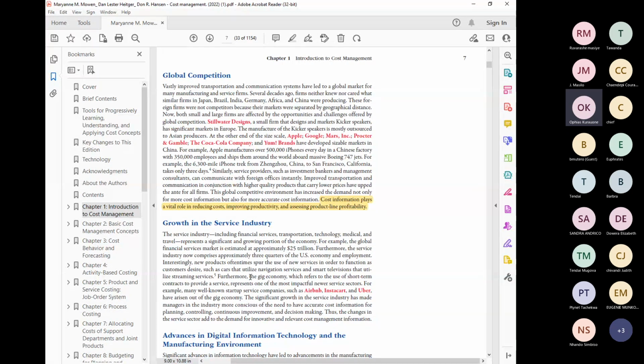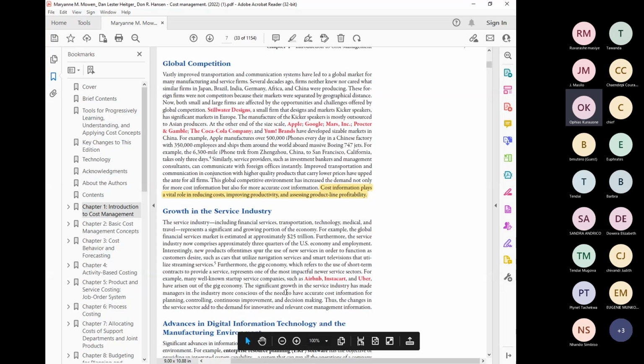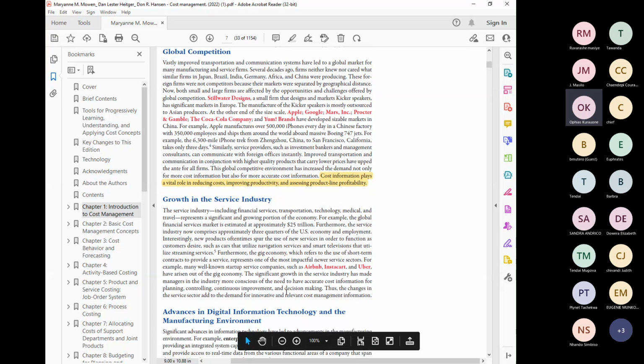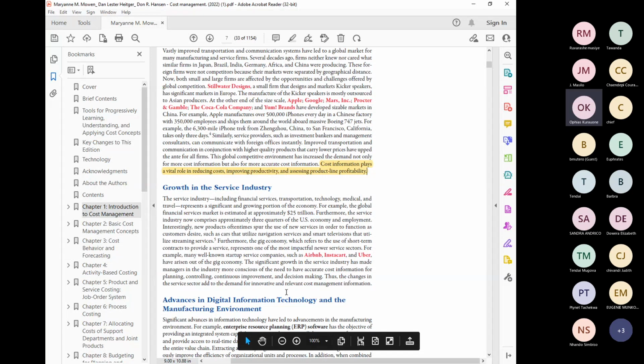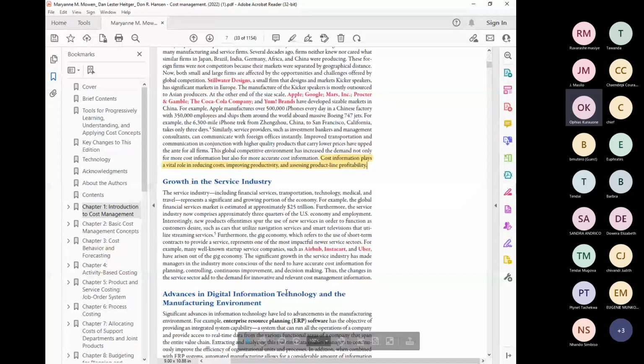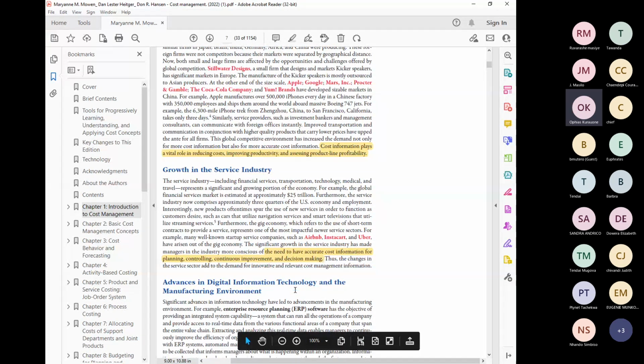So because of that, technology is very critical for us to understand that you need to manage costs so that you remain in the system. Because people need accurate information for planning, controlling, continuous improvement. That is critical because we need to remain in the business for planning, controlling, continuous improvement, decision making. That is what we're supposed to do.